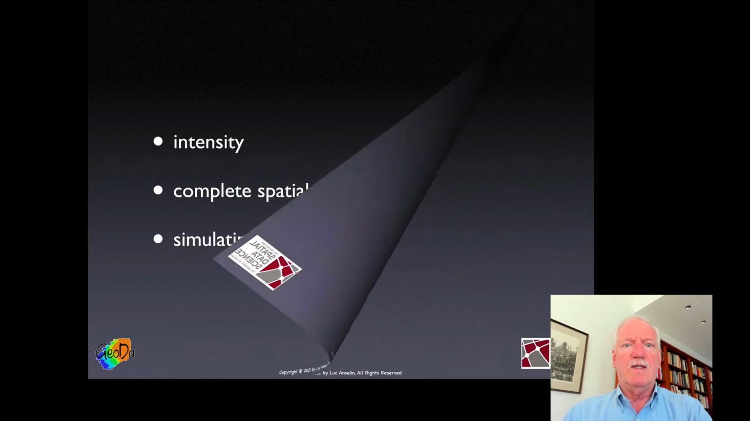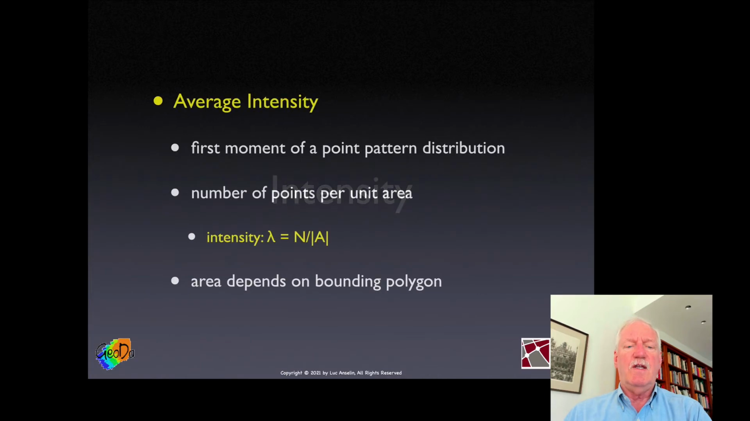And let's start with intensity. So intensity, the average intensity, is referred to as the first moment of a point pattern distribution, or characteristic of the spatial distribution, and is very simply the number of points per unit of area. Now, what the unit of area is will of course depend on the particular application, but it's very simple.